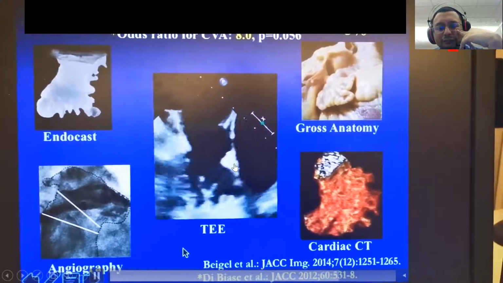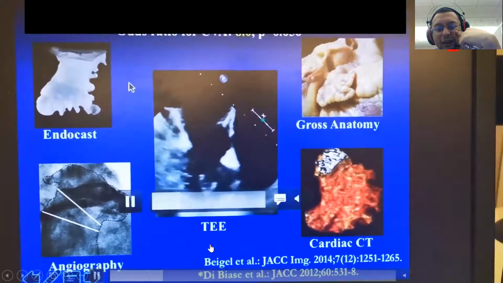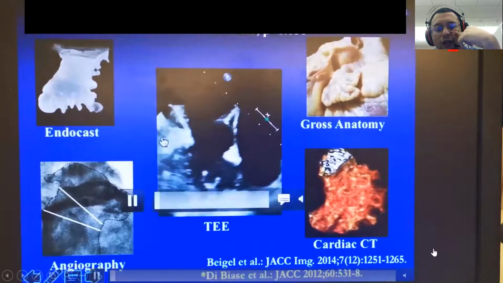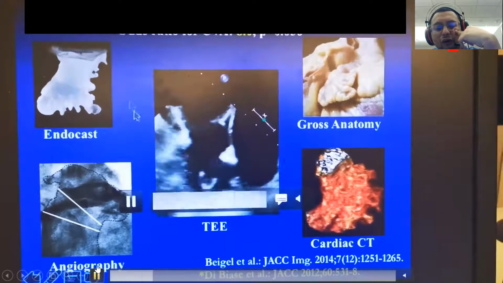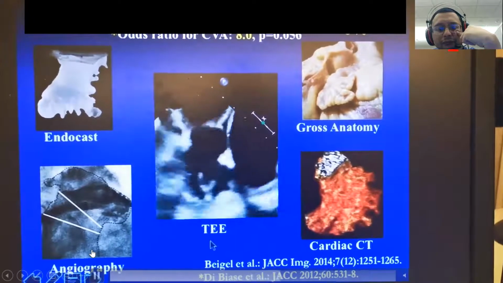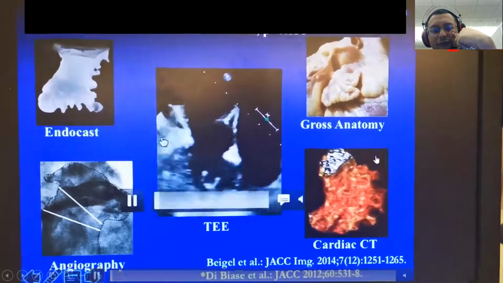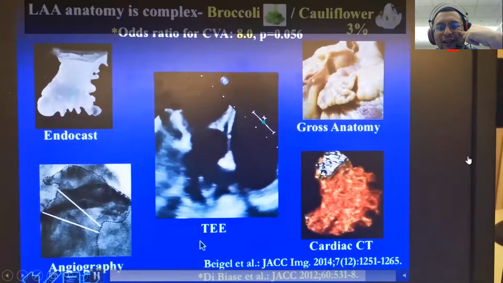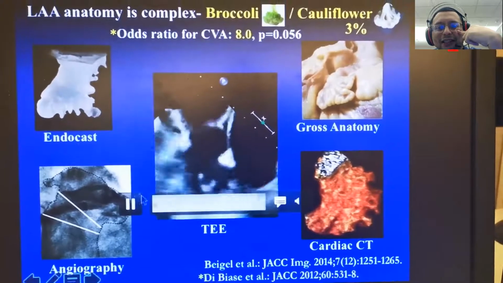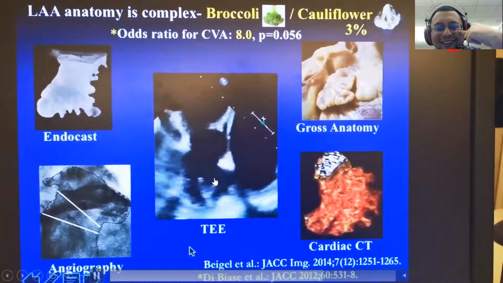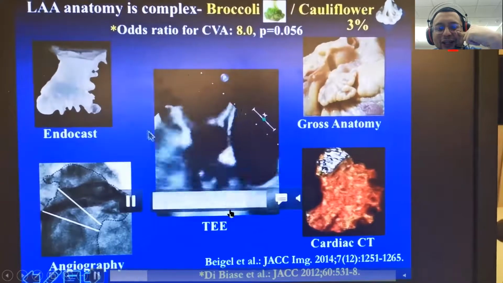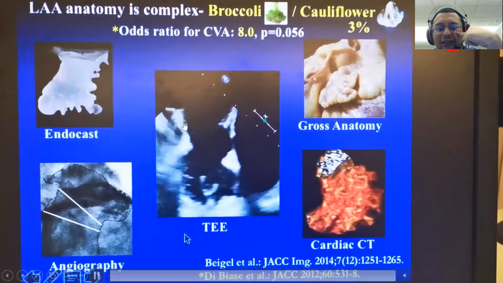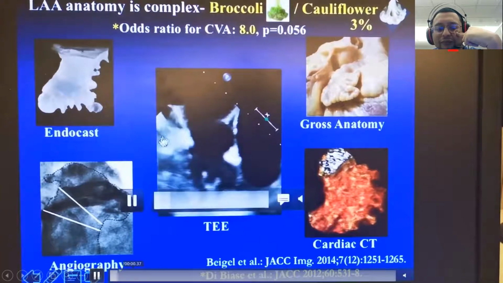So basically, what do you think this one looks like? Cactus? Chicken wing, windsock, or cauliflower? Guess. Cactus. Cauliflower. Okay, so both of you are correct. So this is actually broccoli or cauliflower. So that's how broccoli and cauliflower look in transesophageal echo. It looks rather big, huh?